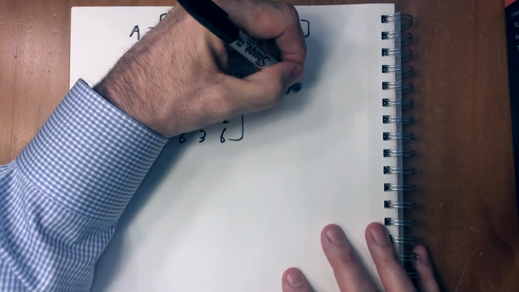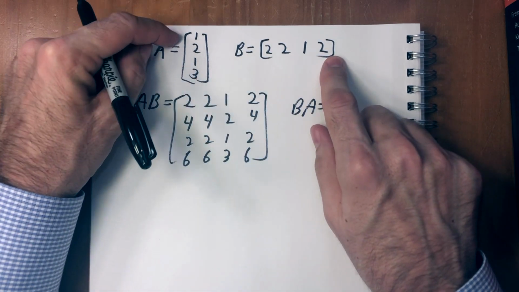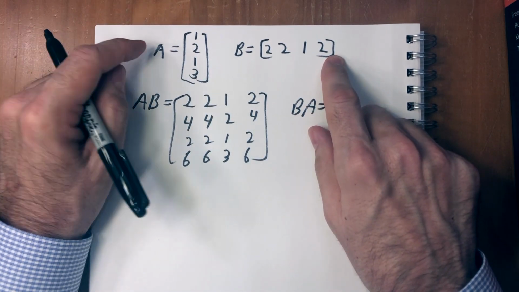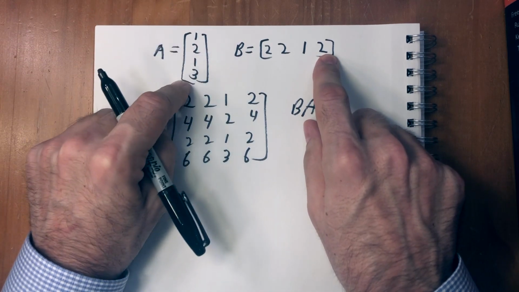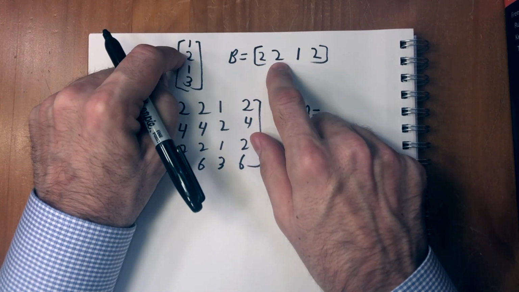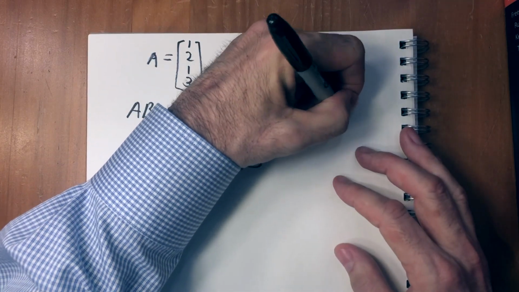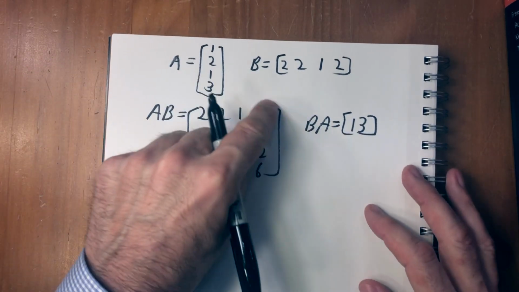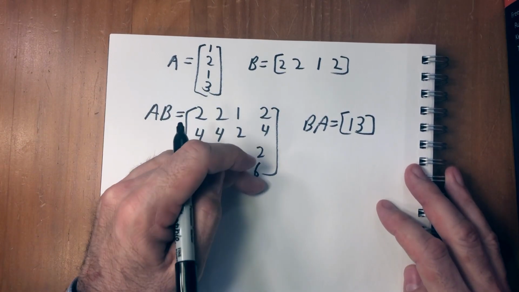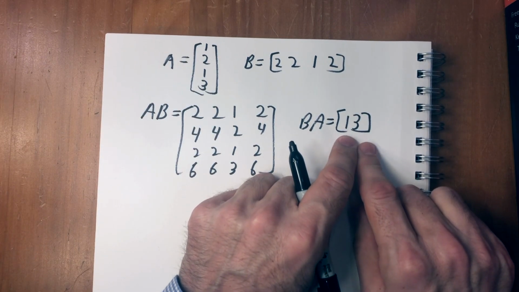Is that defined? Well, for BA to be defined, we have to have the same number of columns in B as rows in A. We do, so we can take the dot product of this row and this column. So we have 2, 4 is 6, 7, and 6 is 13, and that's the whole matrix. So it's totally bizarre that if we multiply them one direction, we get a giant square matrix that's 4 by 4. If we multiply them the other direction, we just get a matrix with a single element in it.